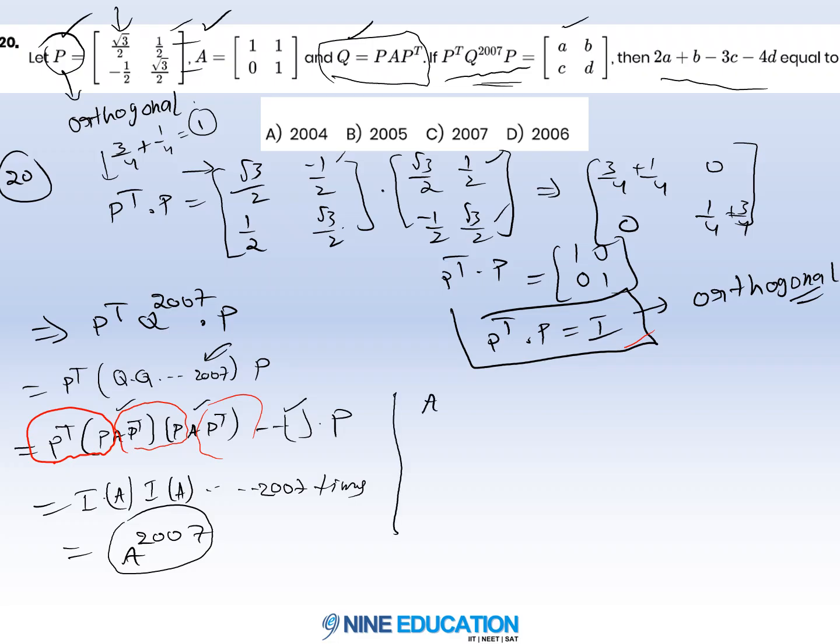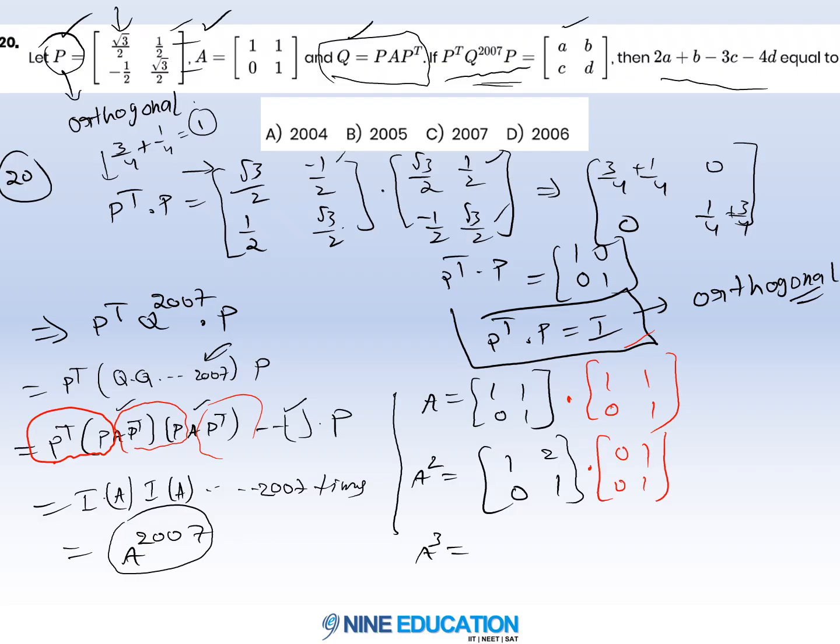Okay, matrix A is given in the question. It has 1, 1, 0, 1. Let's try to observe a pattern here. Let's find A square. For finding A square, we need to multiply with one more matrix A. If you multiply these two, we'll get 1 into 1, 1 into 0. So 1, next 1 plus 1, 2, next 0, next row 2 with column 2, which is 1. This is the A square matrix. And the A cube matrix will be, again, we multiply with one more matrix A. So A cube will be 1, next 1 plus 2, 3, next 0, and 1 again.